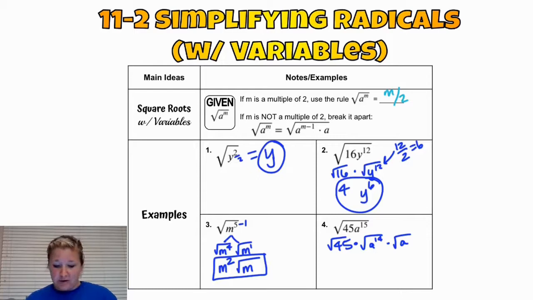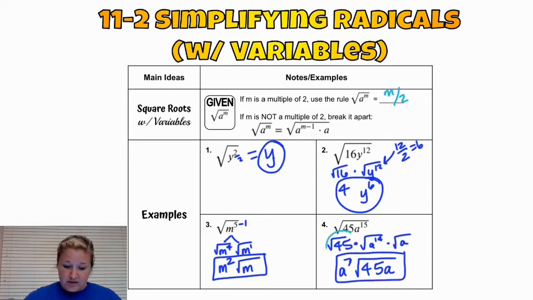I can't find a perfect square for 45. There's not one that goes into it, so I can't simplify there. But a to the 14th, I can divide that by 2. Remember, 14 divided by 2 gives me a to the 7th. Then I'm going to have the radical sign with 45a. Both of those were split apart, but because they both have to stay underneath the radical, just like I split them up, I can put them right back together when you're multiplying or dividing. And that's how I get this radicand of 45a. So a to the 7th, square root of 45a.